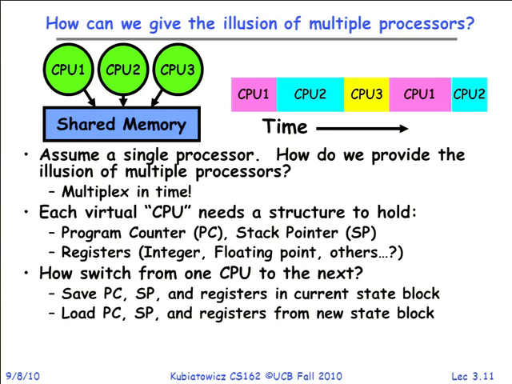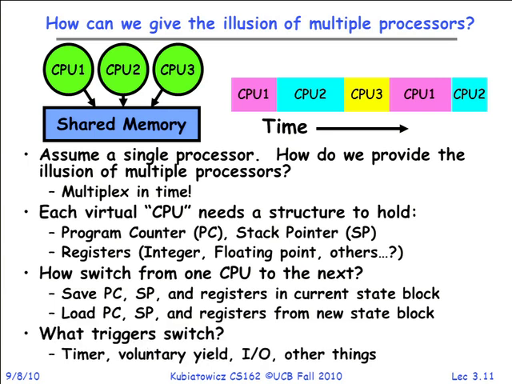All right. So another problem, which you guys didn't notice, is what triggers a switch? Suppose CPU 1 is computing the last digit of pi and doesn't want to give up the processor to CPU 2. Then what?